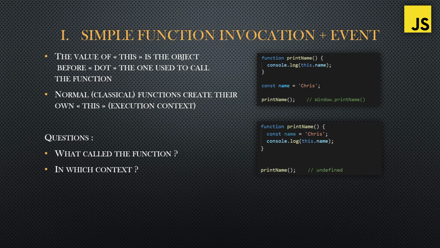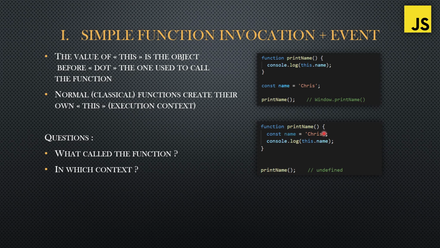The value of this is the object before dot, the one used to call the function. Normal or classical functions create their own this, their own execution context. So the two most important questions to keep in mind are what called the function and in which context.